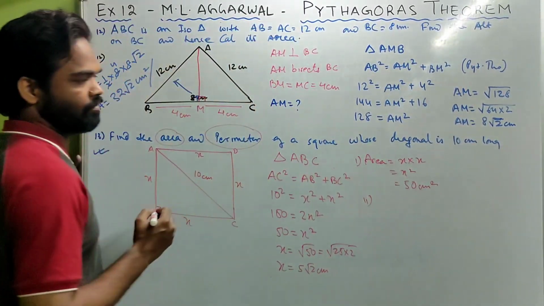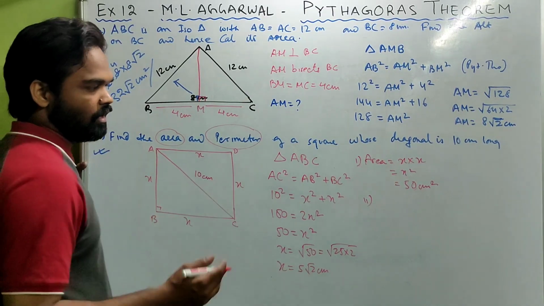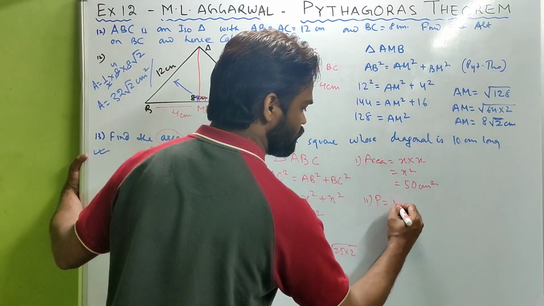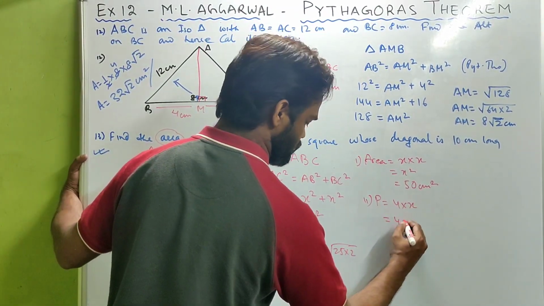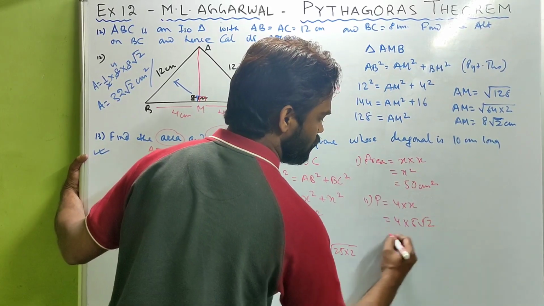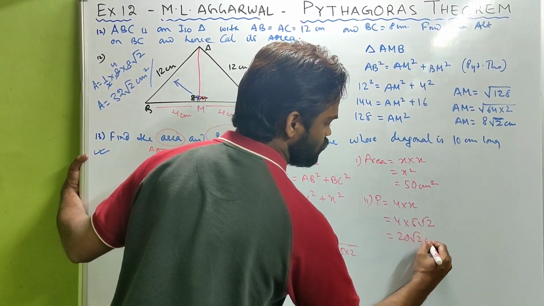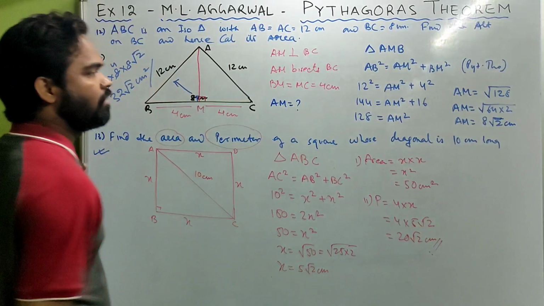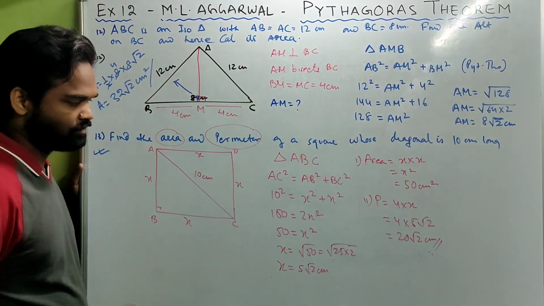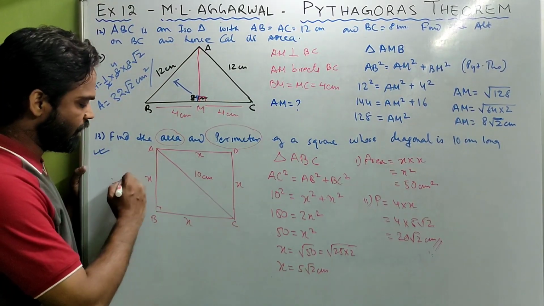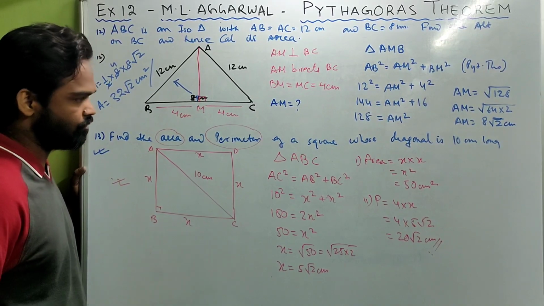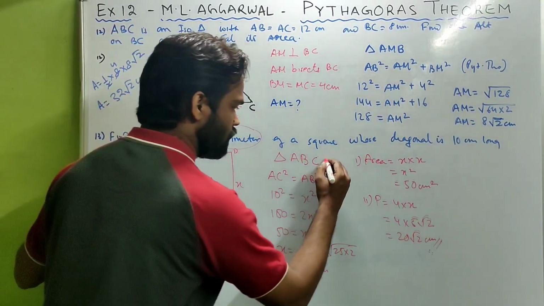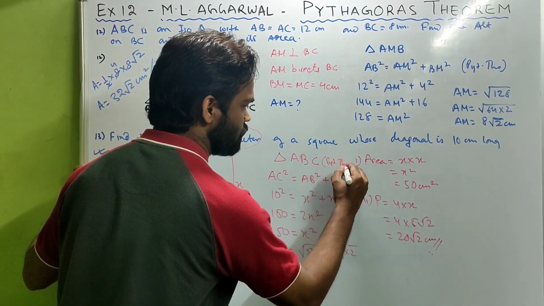Done. Very easy. And when you talk about the perimeter, perimeter is 4 into x, 4 into side, which is 4 into 5 root 2, which is 20 root 2 centimeter. That's your perimeter. Done. Just draw the diagram properly and use Pythagoras theorem. Nothing more. Over here we used Pythagoras theorem.